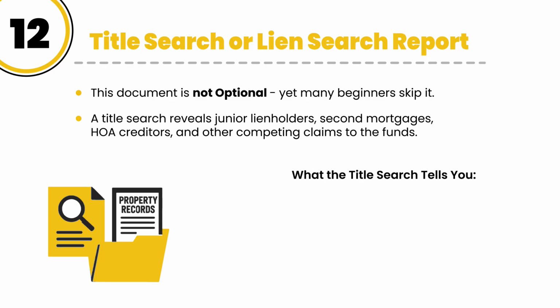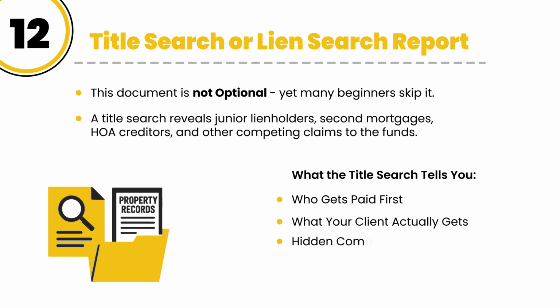The title search tells you who gets paid first and what your client will actually get after all the priority payouts. If you skip this and file blind, you might recover $80,000 on paper and watch $75,000 of it go to lien holders you did not know existed.